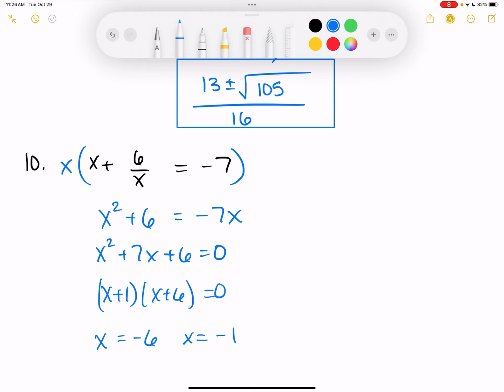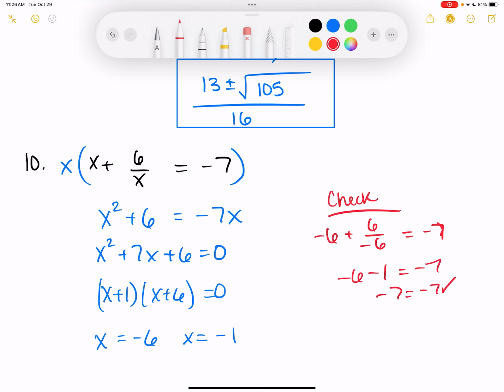So to check these ones, negative 6 plus 6 over negative 6 equals negative 7. Negative 6 minus 1 equals negative 7. Negative 7 equals negative 7. Negative 1 plus, I'm just going to say negative 6 equals negative 7. Negative 7 equals negative 7. So both of those work.